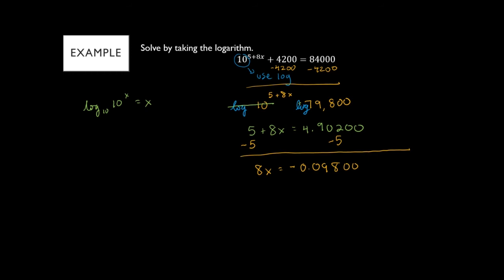So you could either leave it as saying log is 79,800 and then just pretty much write what you're doing, or you can take the log and work with the numbers. It's kind of up to you. But once you've done that, then you want to divide both sides by 8.